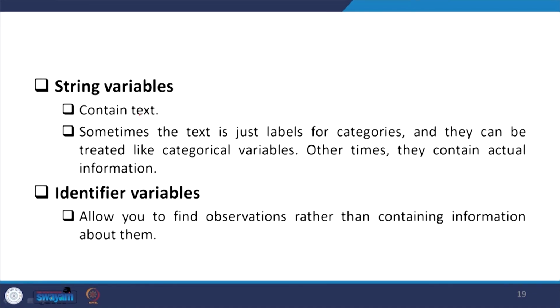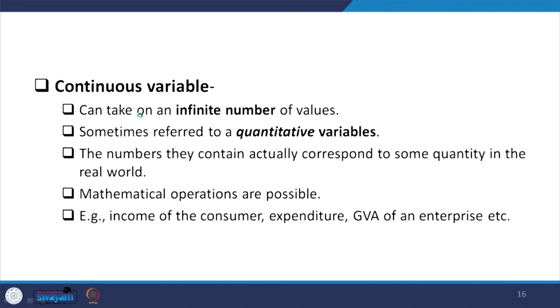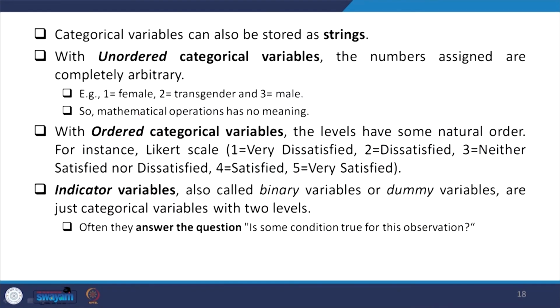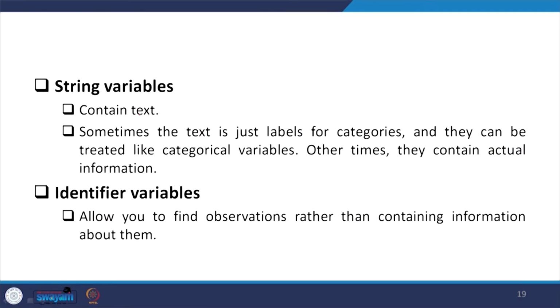I have already mentioned two types here out of four: continuous and categorical, which we explained. Now we are explaining string variables, then we will explain identifier variables also. The string variables contain text, as I clarified several times. Sometimes the text is just labels for categories, but the labels are not numeric values. So, they can be treated like categorical variables only.